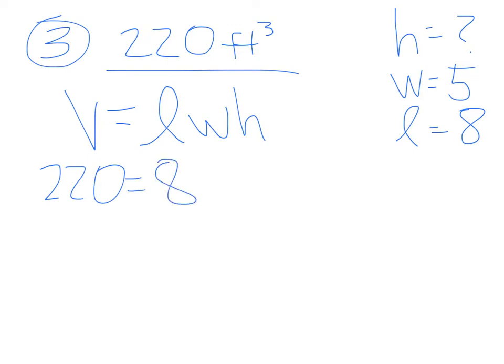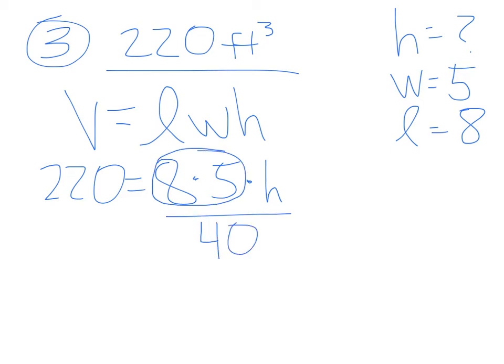This would be equals 8 times 5 times H, and we don't know what that is. But I do know 8 times 5 is 40, so I can divide both sides by 40, and that will tell me what H is.